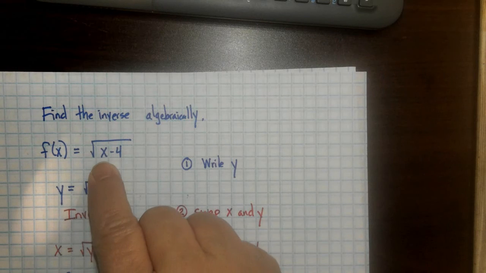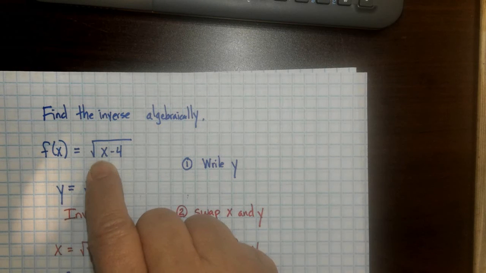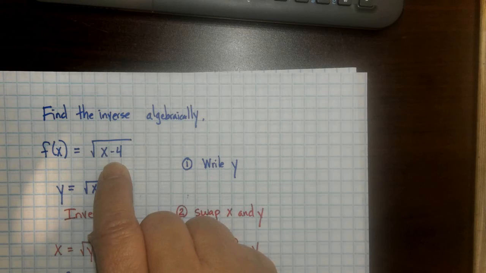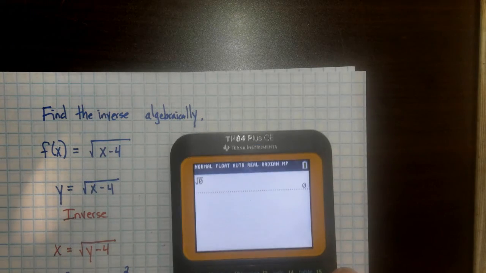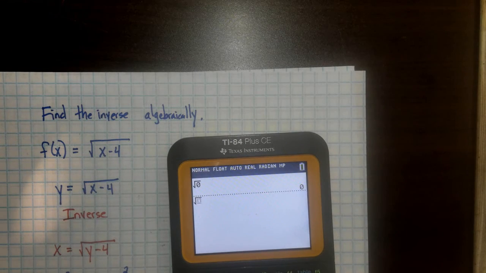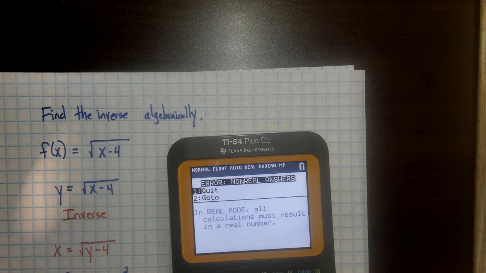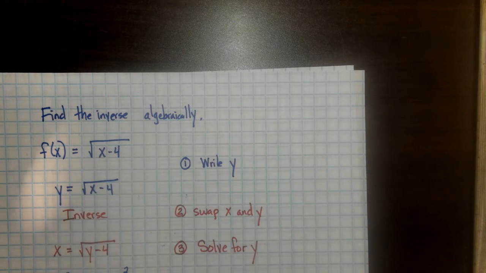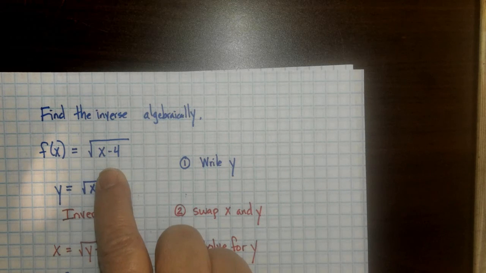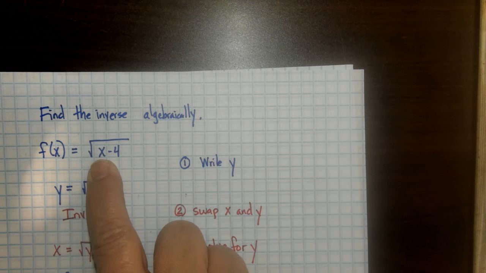But what if this x was a 3? What if I had 3 minus 4? That would be negative 1. What's the square root of negative 1? What happens there? Non-real answers. So it's not that there's not an answer, it's just not a real answer. It's going to be an imaginary number. Remember imaginary numbers? We'll talk more about those next week. But for right now, we're in the real number system. So I can't take the square root of a negative in the real number system.